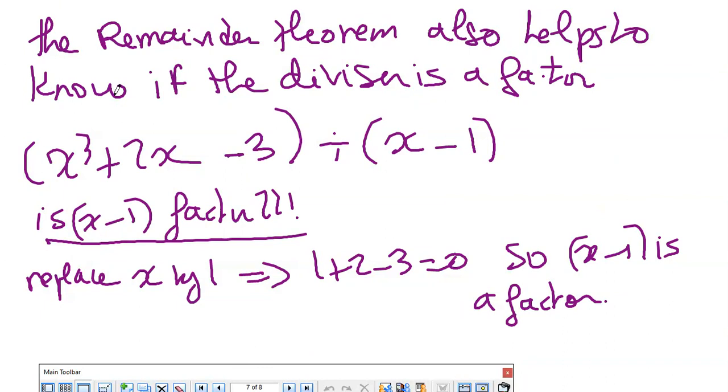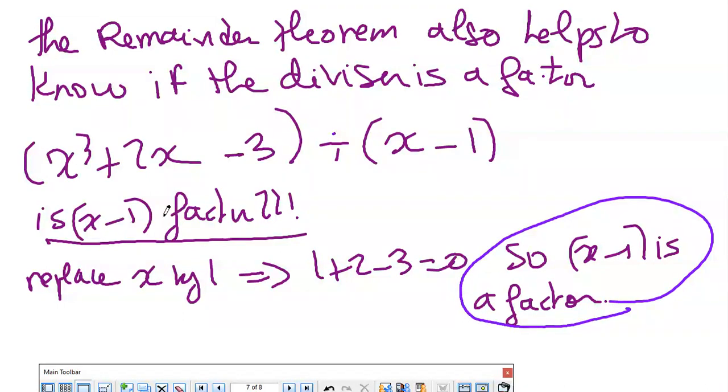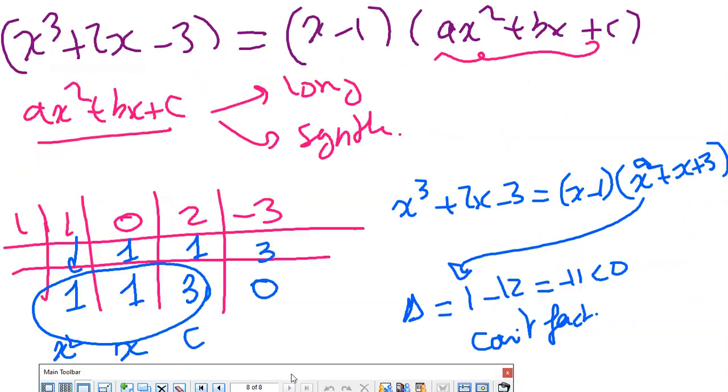The remainder theorem also helps to know if the divisor is a factor. For example, x^3 plus 2x minus 3. If I want to divide by x minus 1, I want to see if it's a factor. First of all, I will replace x by 1. So I will have 1 plus 2, 3 minus 3, 0. So I can say that x minus 1 is a factor. It means I can write x^3 plus 2x minus 3 as x minus 1 times a polynomial. This polynomial should be degree 2, because degree 1 times degree 2 gives me degree 3.